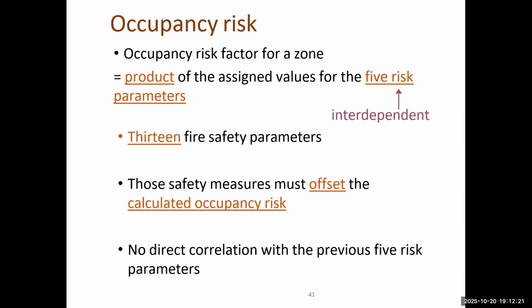And the other side is what? It's our supply side. Our supply side will be defined by another 13 safety parameters representing the building's protective features. So the fundamental goal of the FSES is to ensure that the strength of the safety supply is sufficient for the occupancy risk factor.